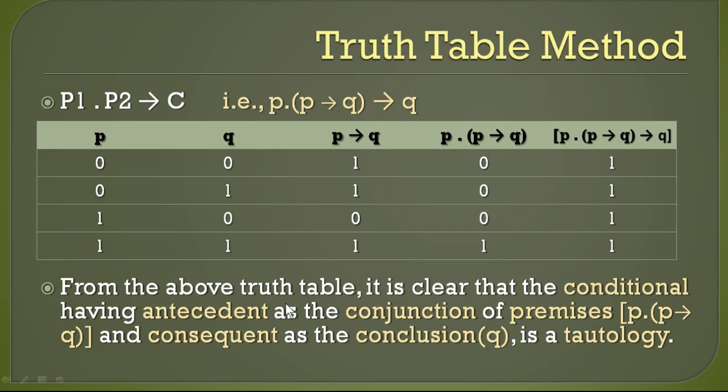Since all the values are 1, you have to conclude like this. From the above truth table, it is clear that the conditional has an antecedent that is the conjunction of the premises. This is the premises available, which you have taken from the question. Conjunction is nothing but the dot operator, that is the AND operation, and the consequent is the conclusion, which is a tautology. The consequent is nothing but the second term, that is Q, as the conclusion. So the conclusion is a tautology because you can see the final column is 1.